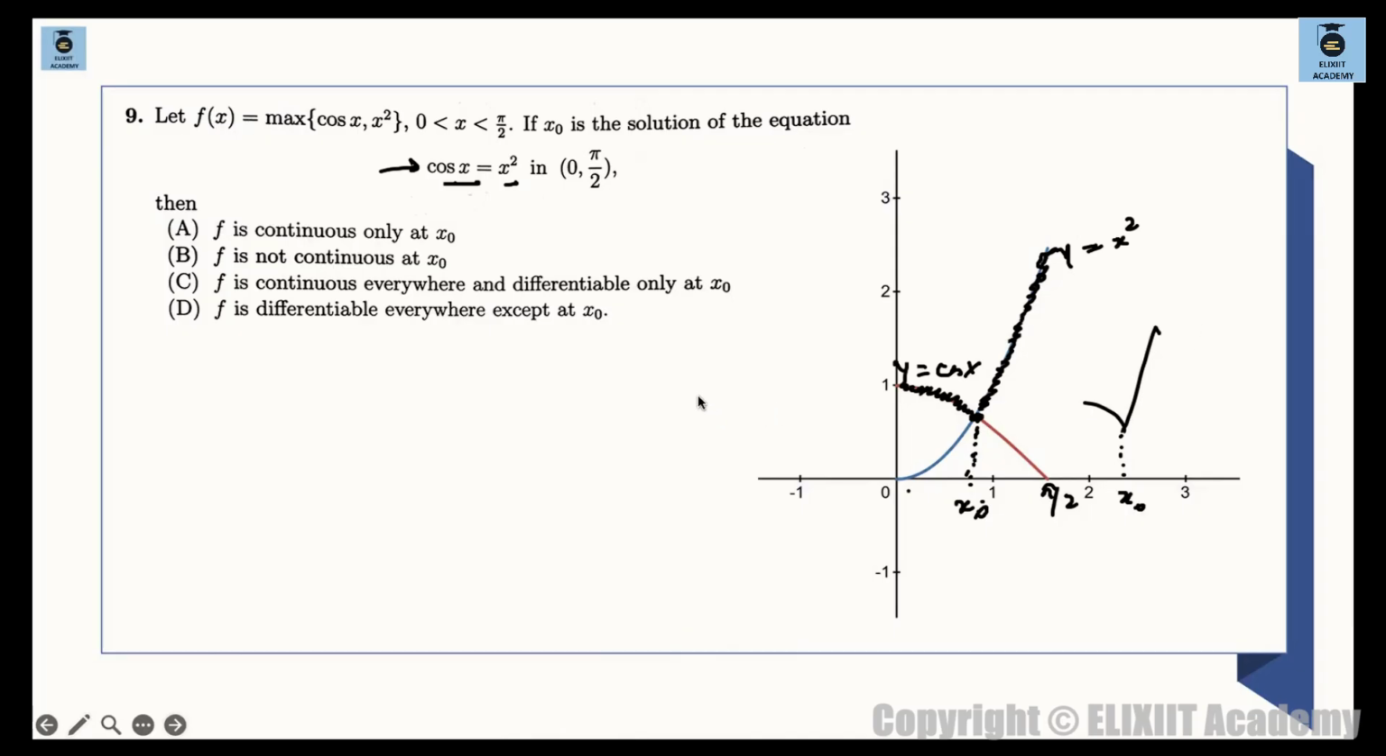Simple definition. And function is not differentiable. क्यों? Because here we are having a sharp corner. तो turn ऐसा हो रहा है ना. Turn is something like this. So definitely this is a sharp point. Sharp corner पे function is not differentiable. So this function is differentiable everywhere except at x naught, which means option D is correct.